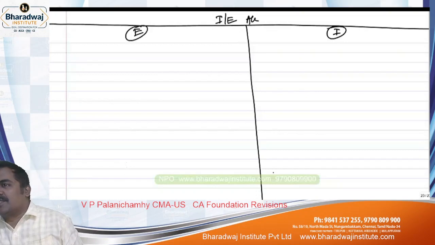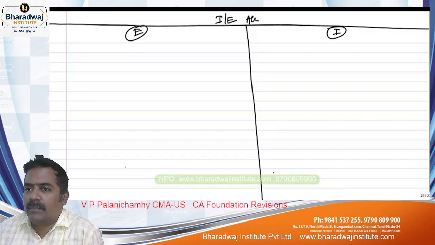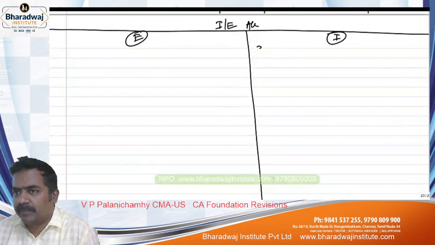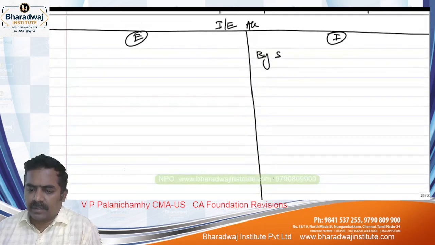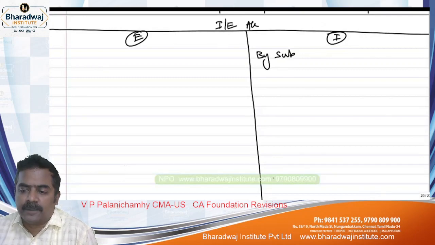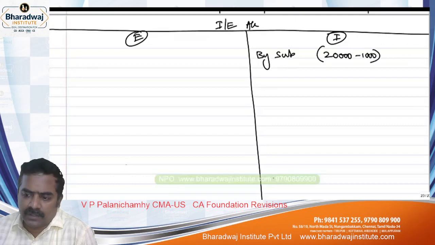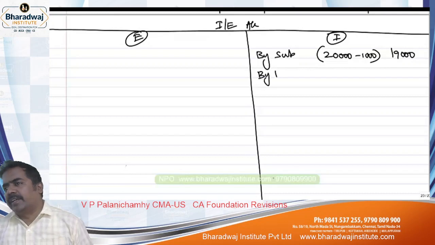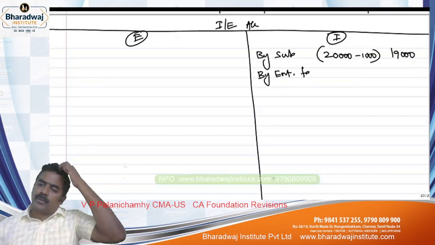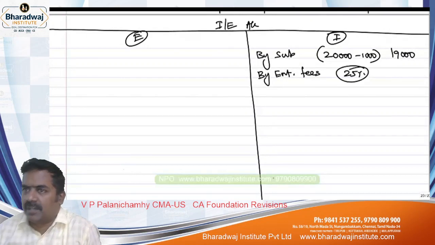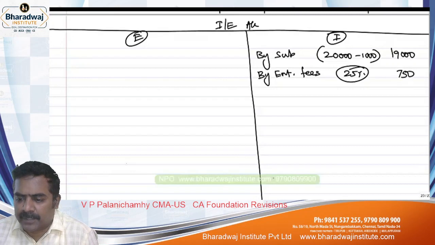Okay. What are the incomes? Entrance fees, how much will be taken here? 25%. Subscription is a direct item. See how much subscription is given. 20,000 minus receipt in advance 1,000. 20,000 minus 1,000, 19,000. No working note required. You can directly adjust it. Entrance fees, 25% will be revenue. 75% capital fund. 25% will be revenue.